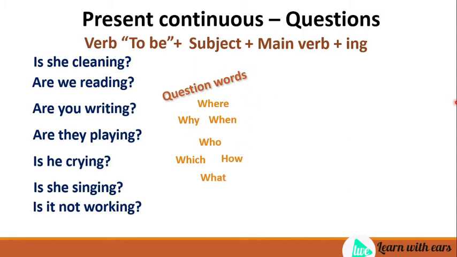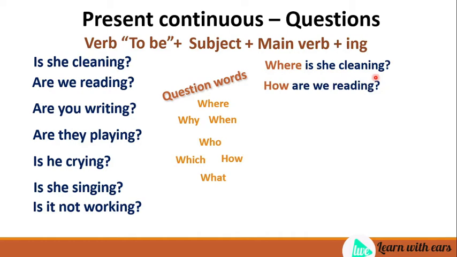Now let's see some examples of question words. So here we have first example, where is she cleaning? Okay, is she cleaning is a simple question, but when we put where, then we are asking for place. Where is she cleaning? Next, how are we reading? Okay, we are asking how, style, method, way of reading. We're asking way of reading.